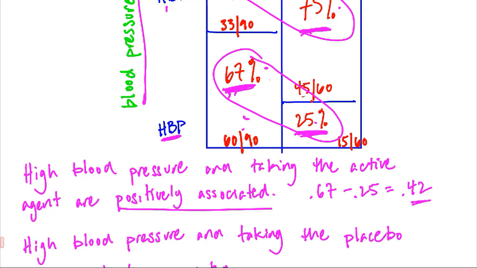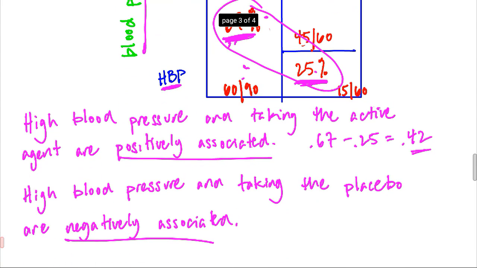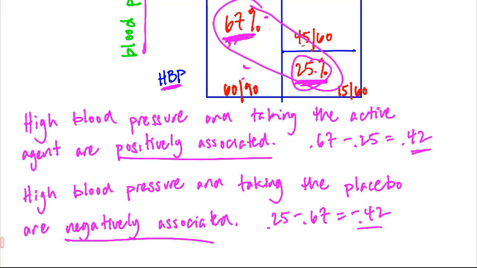Okay, then let's see, our negative association is going to be similar. So to find the negative association, we were looking at these same two proportions, but we start with the smaller one. So 0.25 minus 0.67 is going to give us a negative value, negative 0.42. Okay, so that's the strength of the negative association. So for this negative association between high blood pressure and taking the placebo, we're looking at the same two numbers, but we start with this one and subtract the larger one. That gives us negative 0.42.